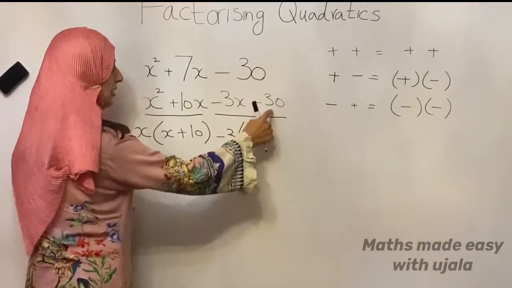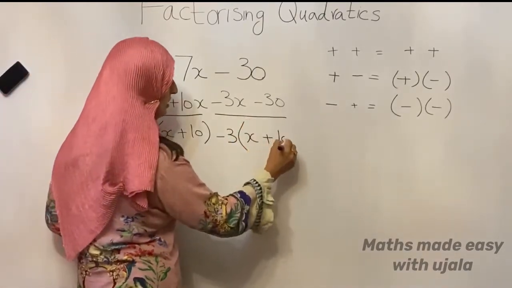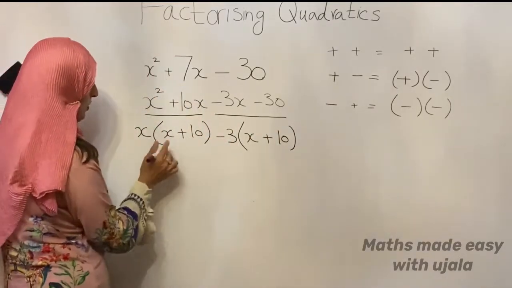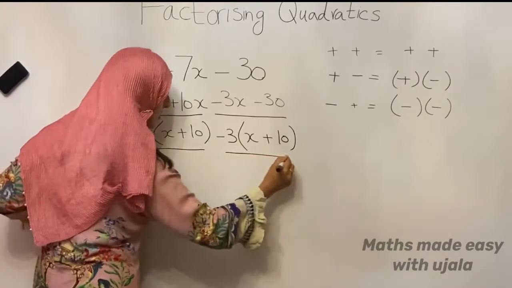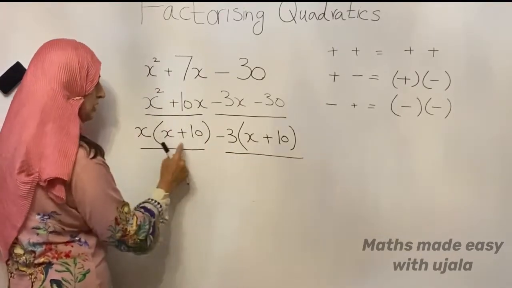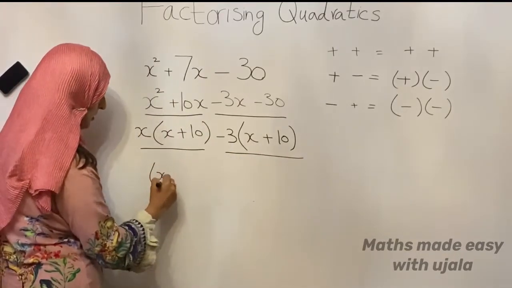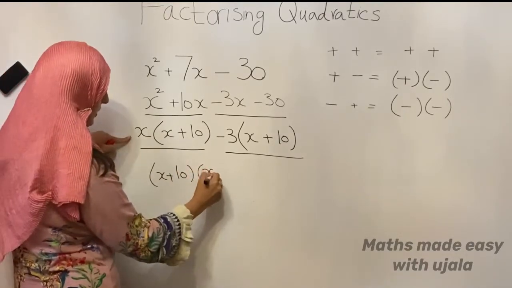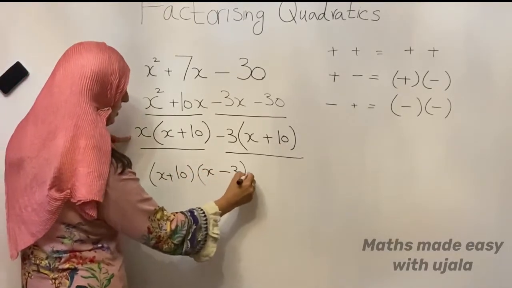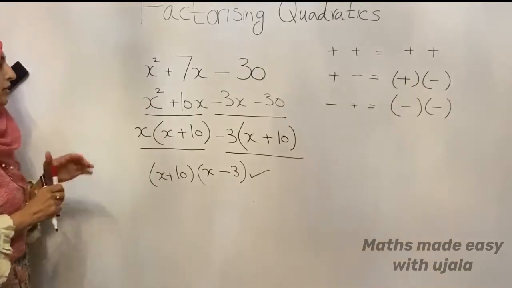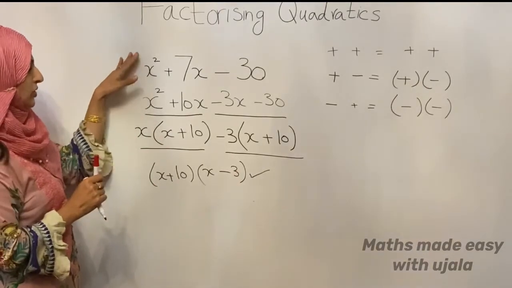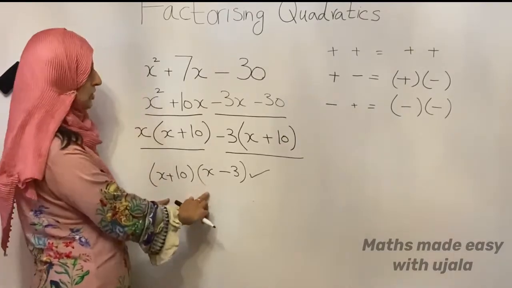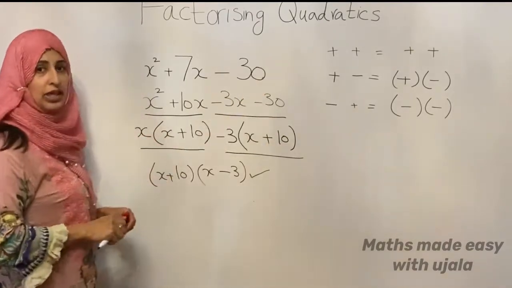10, how many times is 30? 10 times 3 is 30. Now again, these two terms. What is the common in these two terms? X plus 10 in the bracket, the leftover x is left here, and minus 3 comes from here. So that's the end of the quadratic equation. That's how you factorize. Now I've got two linear equations from one quadratic equation.